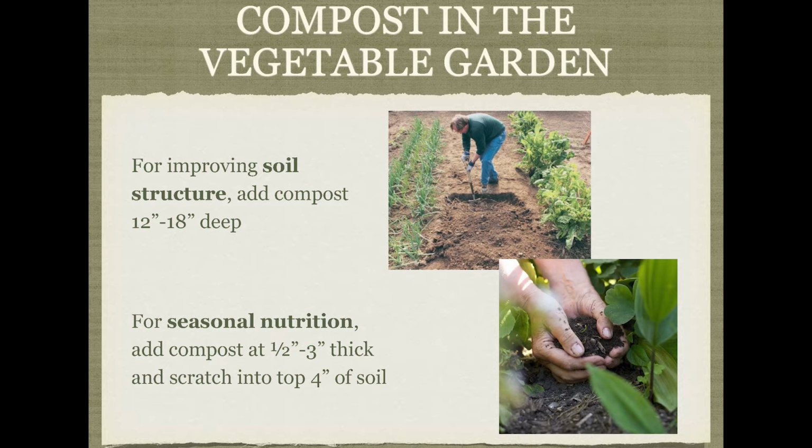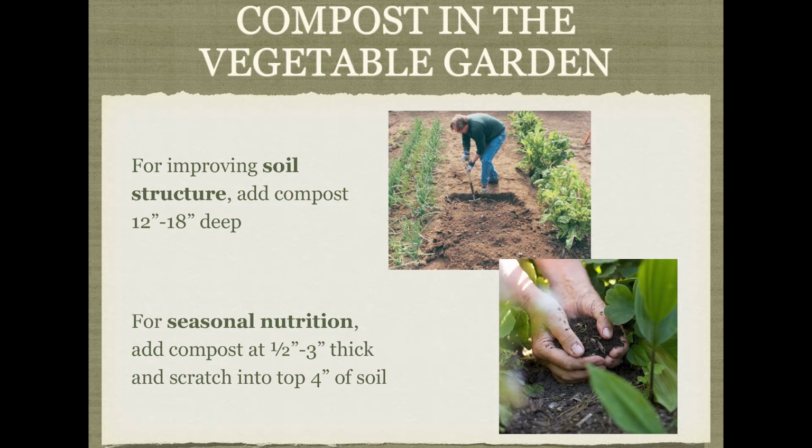Of course, that wouldn't be appropriate if you're doing a no-till style. You could just do a lasagna and allow it to slowly percolate. But that's initial improving of soil structure. Maybe you've already done your cover crop, etc., and you want to really improve the structure of the soil, so you add the compost a little deeper.